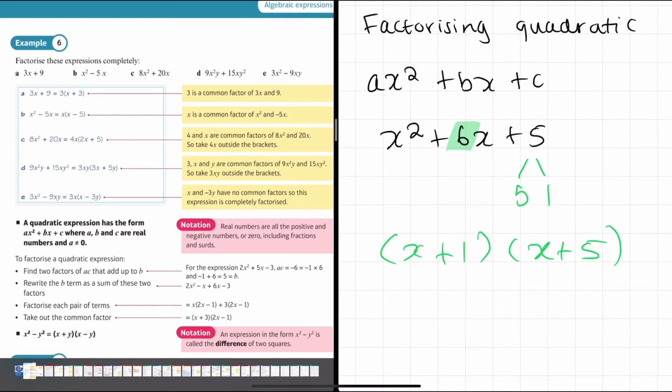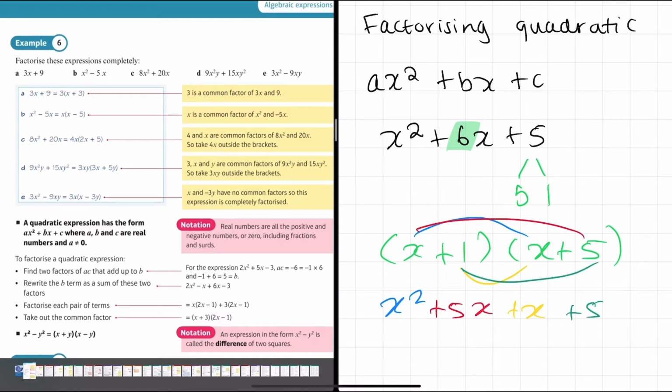Now to check this, we can expand it. So x times x is x squared. x times 5 is 5x. x times 1 is x. And 1 times 5 is 5. Then once we've collected like terms, we get x squared plus 6x plus 5.